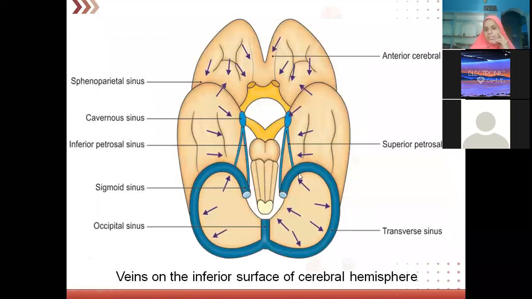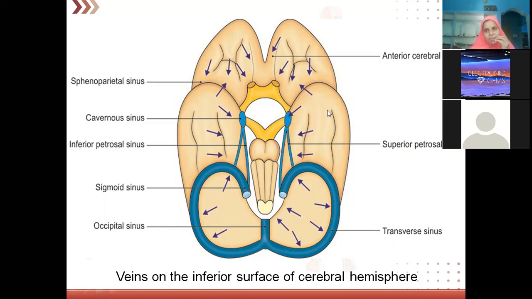Now this is the inferior view. You remember the confluence of sinuses: superior sagittal sinus, inferior sagittal sinus, straight sinus, right transverse sinus, left transverse sinus, the meeting point was called the confluence. So this is right transverse, left transverse, occipital. This is the S-shaped sigmoid sinus. Finally, the sigmoid sinus will continue out as the internal jugular vein.